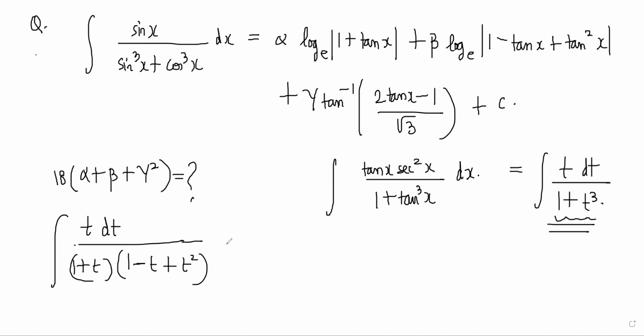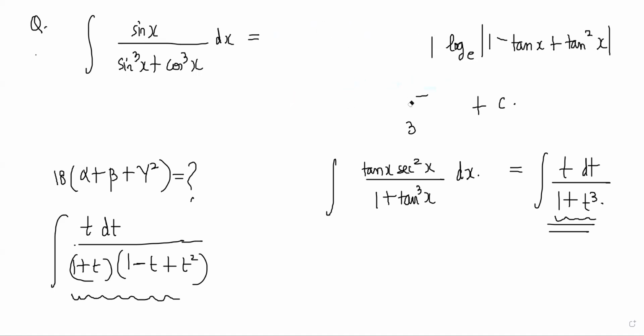1 plus t into 1 minus t plus t square. How do you integrate this? You can do partial fraction. Tell me how to do that.